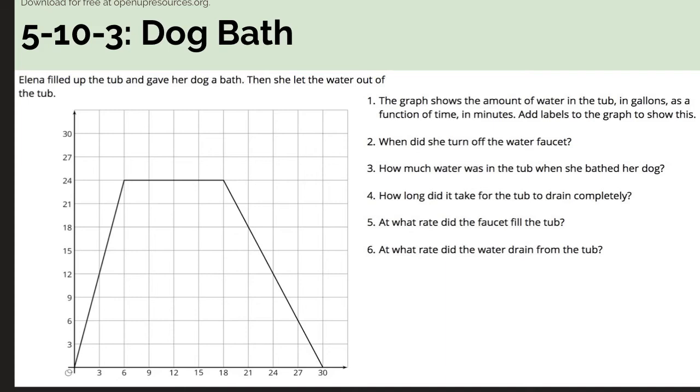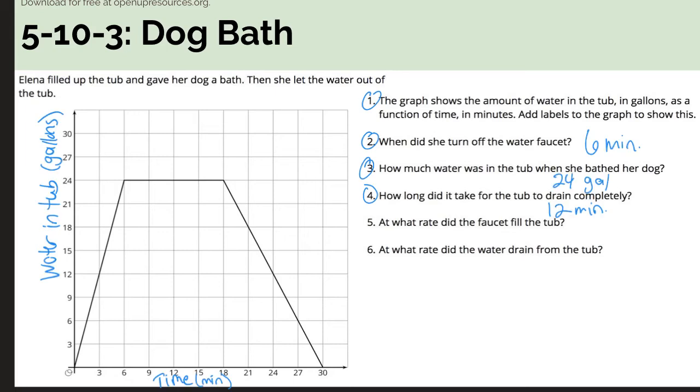Okay, on activity 3, you're looking at a graph of a dog bath. And I want you first to do questions 1 through 4 on your own and then start again. Okay, looking at questions 1 through 4, number 1 asks you to add labels. So here it is, time and the water in the tub in gallons. When did she turn off the water faucet? Well, these first 6 minutes is where the tub is filling. So she turned it off there at 6 minutes.